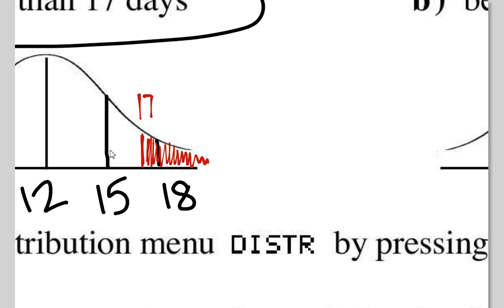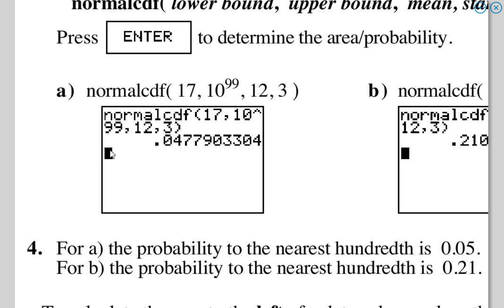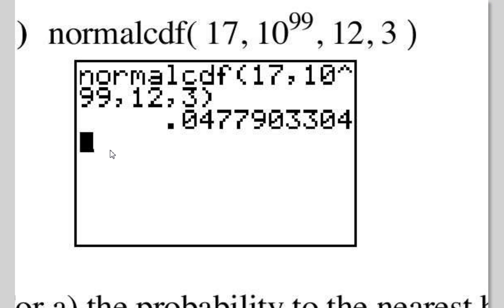So you can use your book to help you. 17 is the lower bound, and then you just need a really big number for the upper bound. So that's why it's 10 to the 99. I'm sure it'd still work if you put like a million or something. But 10 to the 99 works. So it's 10 exponent 99.